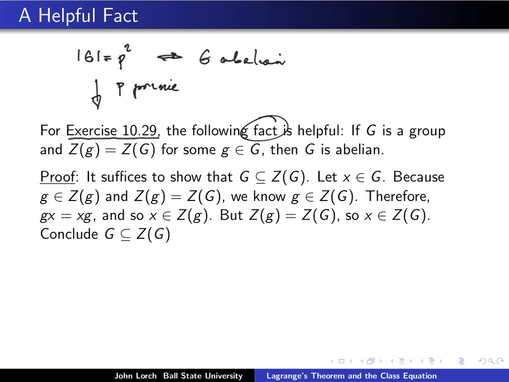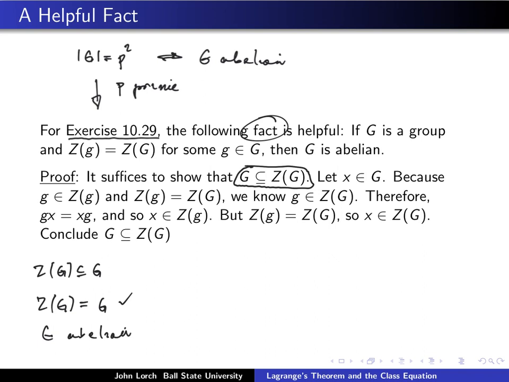Okay, now the idea of the proof is to show that G is a subset of its center. If you can do that, it's already known, of course, that the center of the group lies within G. So if you put those two facts together, that would imply that the center of the group is equal to G. But remember, the center is all the stuff in the group that commutes with everything. And so this statement would be saying everything in the group commutes with everything. And that means that G is abelian.